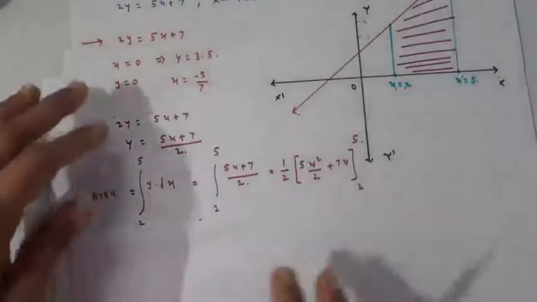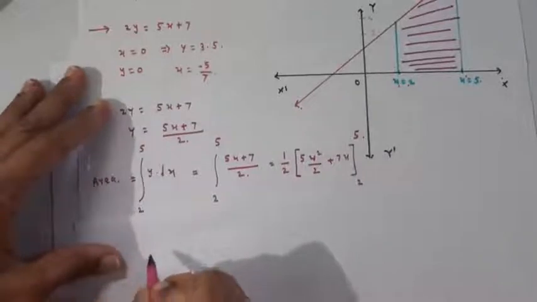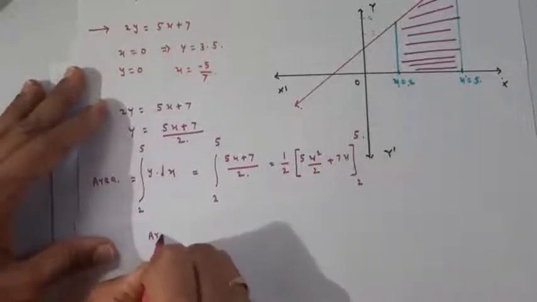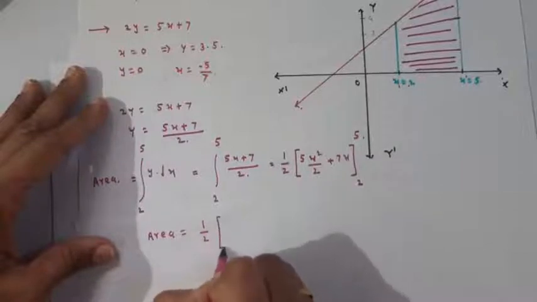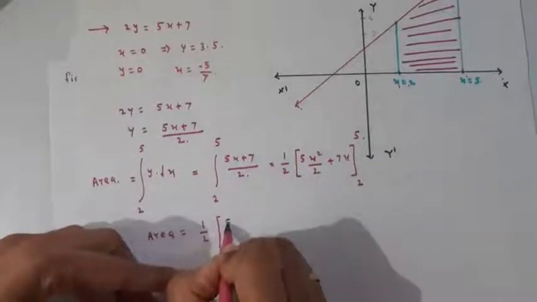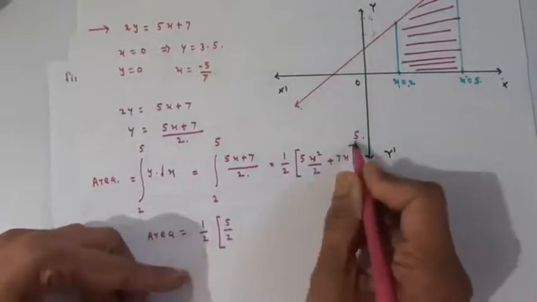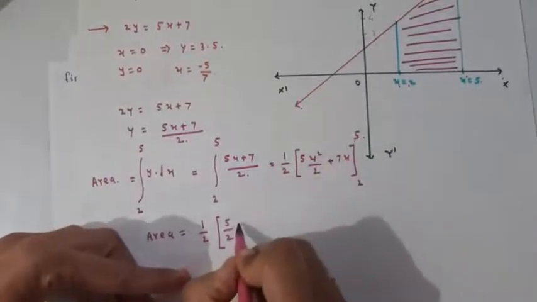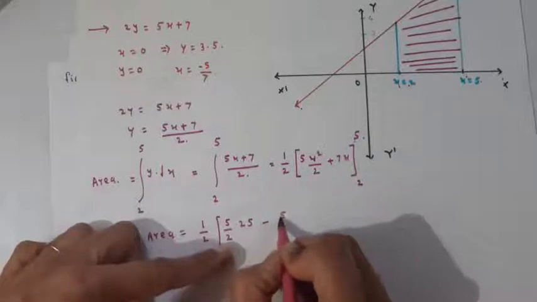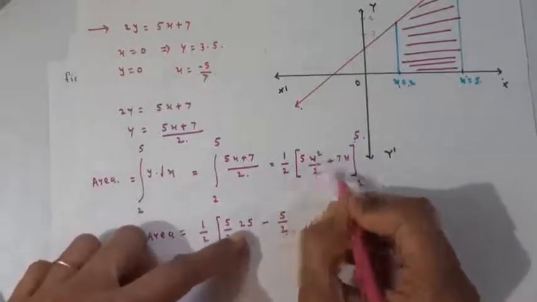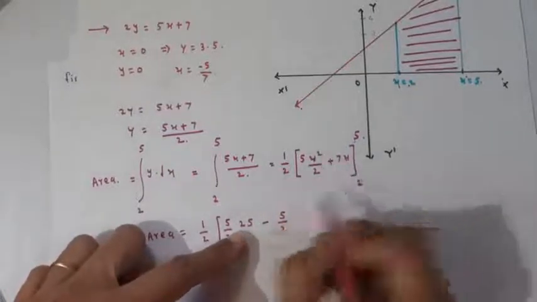Okay, so now the required area equals 1 by 2. Put the upper limit and the lower limit. 5 by 2, upper limit is x equal to 5, x square is 25, minus 5 by 2, lower limit is x equal to 2, x square is 4.